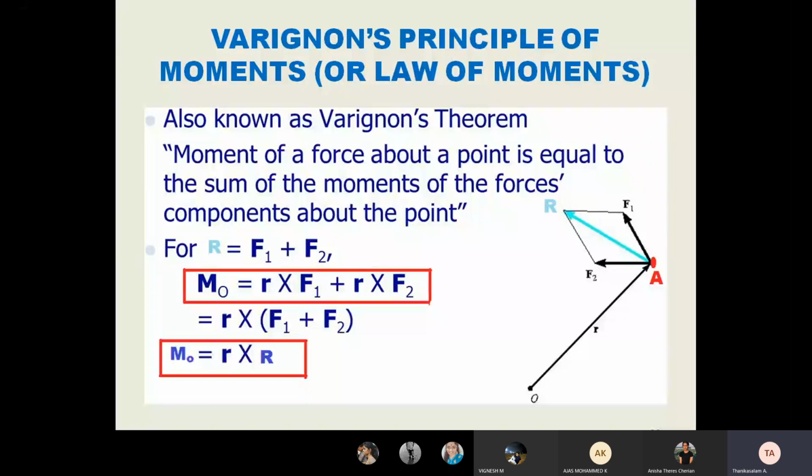Now I'm taking the moment with respect to O. The resultant force moment, r into R, is equal to the summation of the individual force moments. What is the summation of the individual force moments? r into F1 plus r into F2. So I should have written here that r into capital R equals r into F1 plus r into F2. That is correct. Here I missed it.